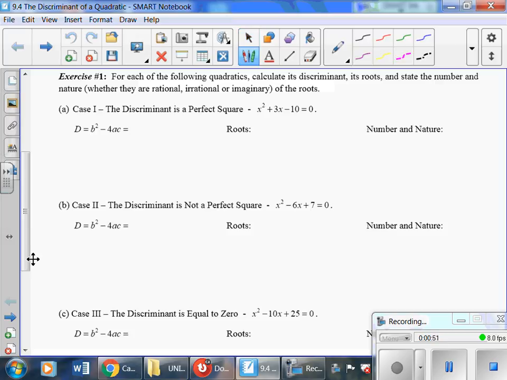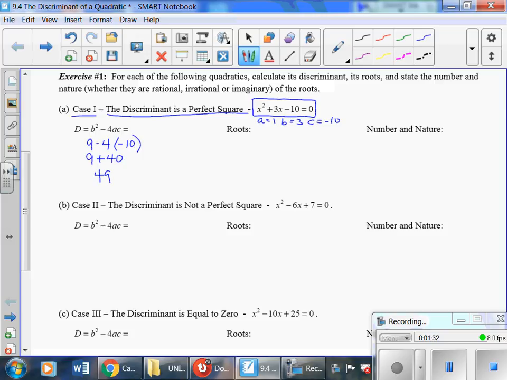So the first case, case 1, says that the discriminant is a perfect square. So here's an example of a quadratic where the discriminant turns out to be a perfect square. So let's determine what that is. A is 1, b is 3, and c is negative 10. It's going to be b squared, which is 9, minus 4 times a, which is 1, times c, which is negative 10. So you get 9 plus 40, which is 49. So there's our perfect square.